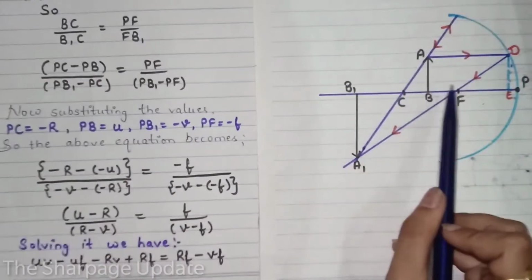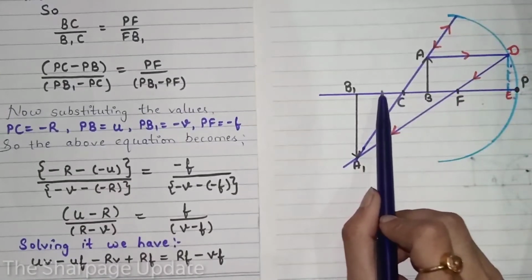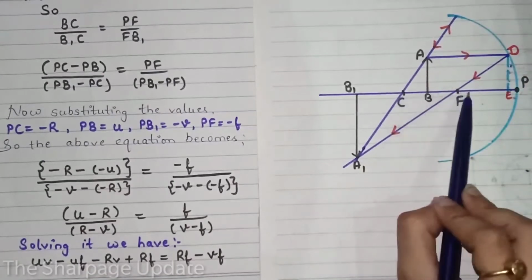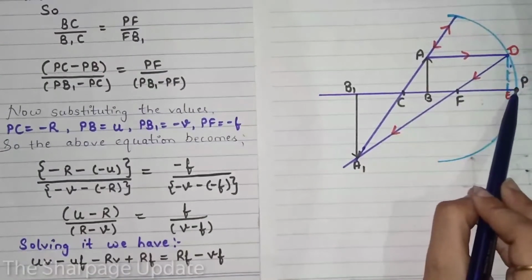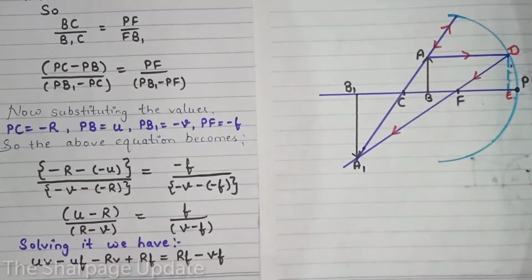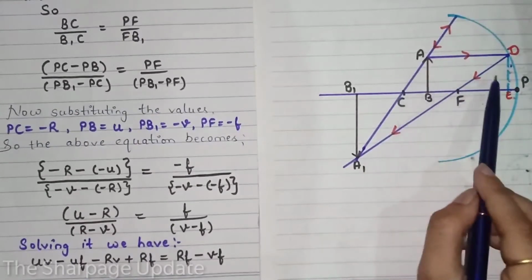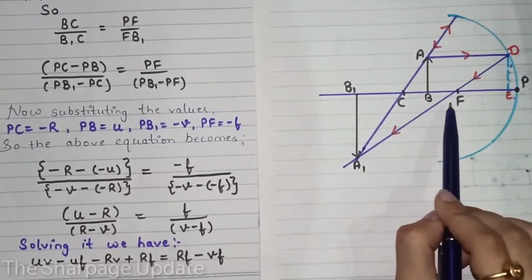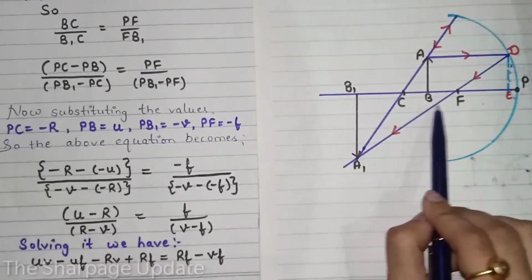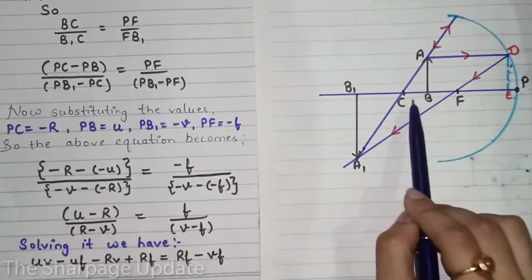Students, we have used the minus sign because this is a concave mirror, and we can see the direction of center of curvature and focus is opposite to the direction of incident light. So the distances in the opposite direction of incident light are taken as negative. So we take the minus sign for radius of curvature in case of concave mirrors.